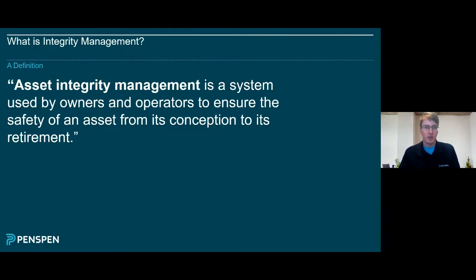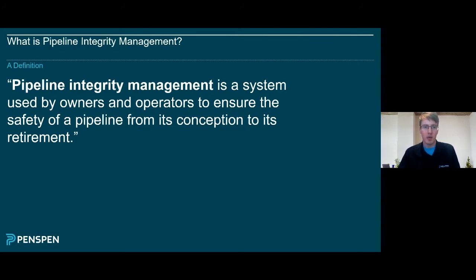I think the best place to start really is with a definition, and the dictionary definition of asset integrity management is a system used by owners and operators to ensure the safety of an asset from its conception to its retirement. So then moving on logically from that, pipeline integrity management is a system used by owners and operators to ensure the safety of a pipeline from conception to retirement.